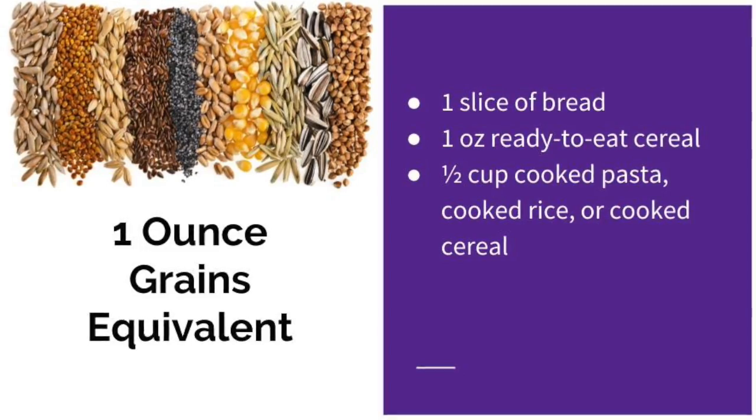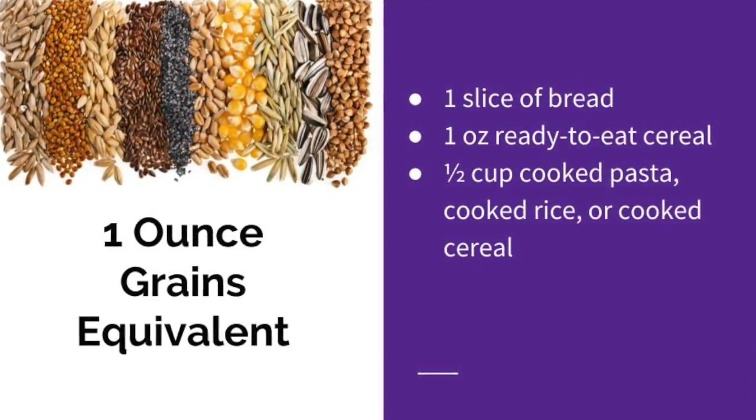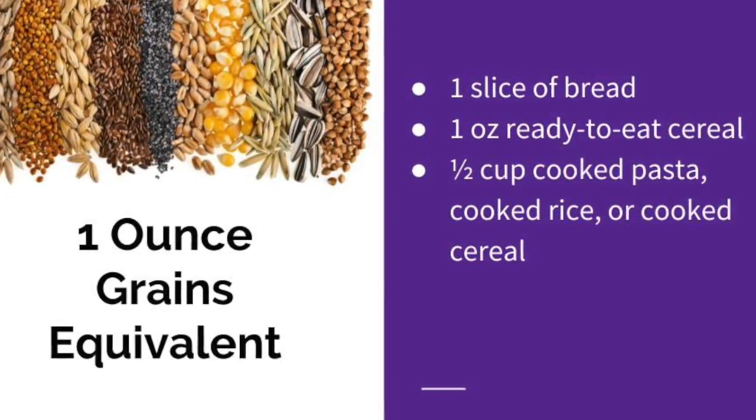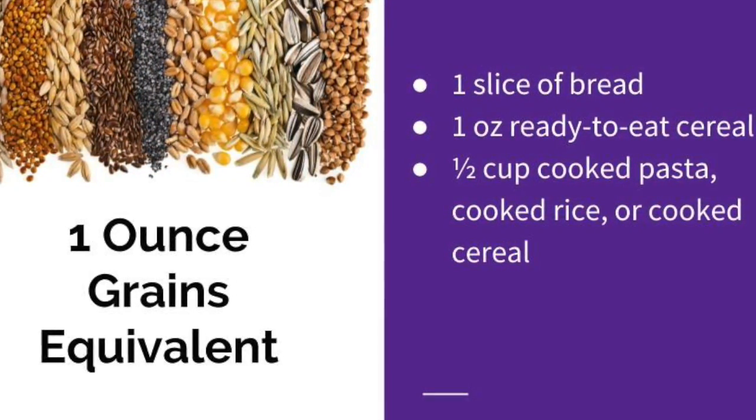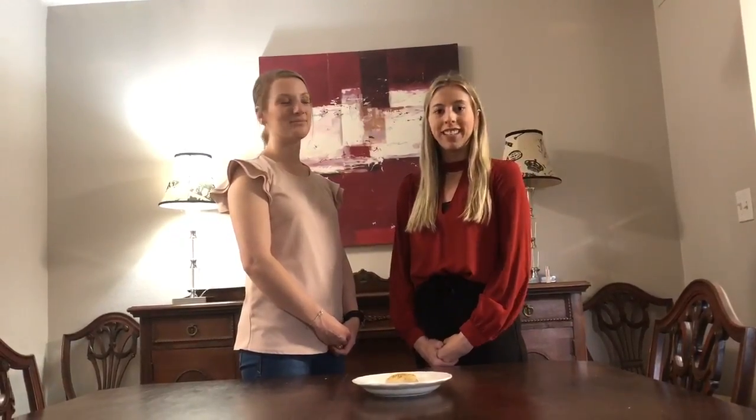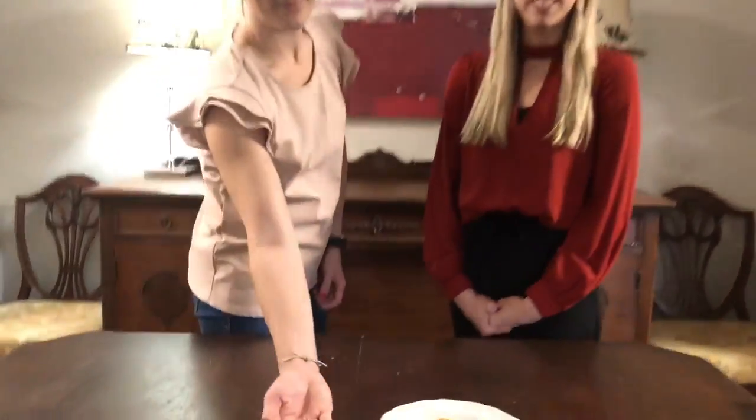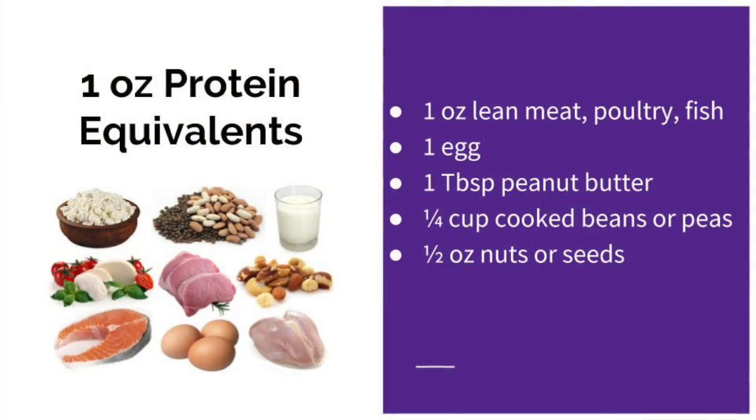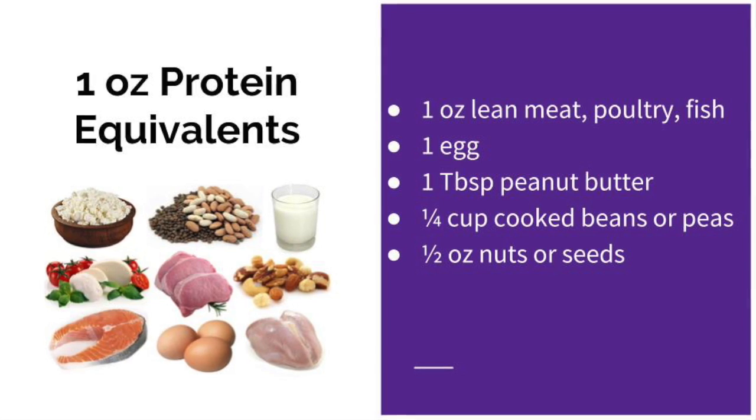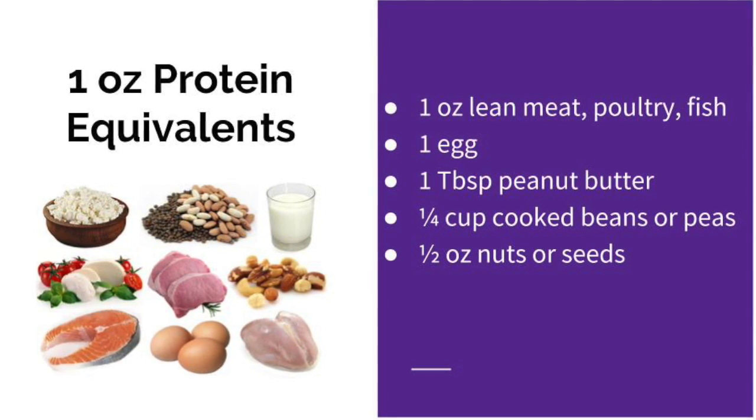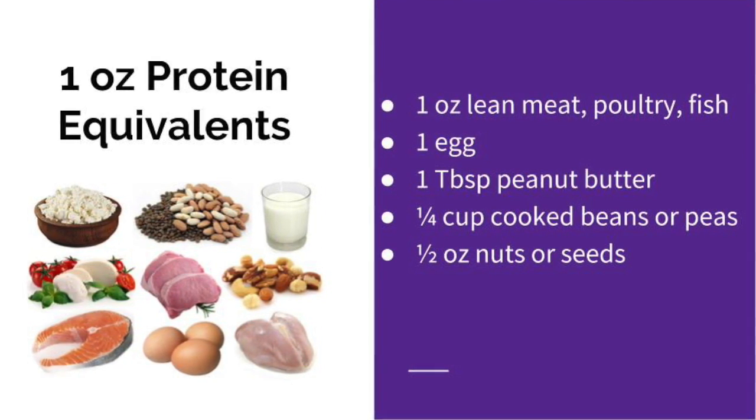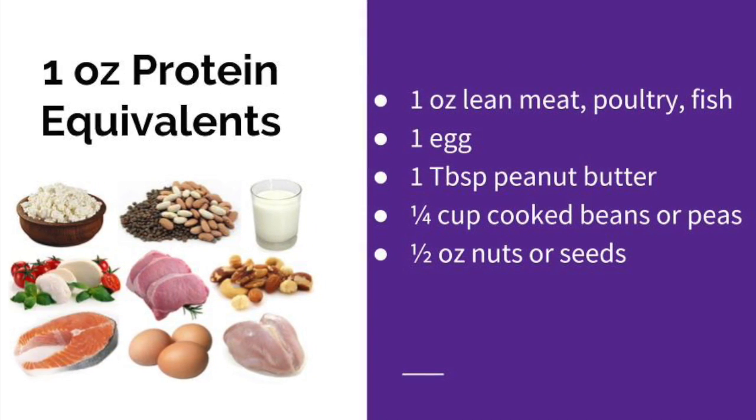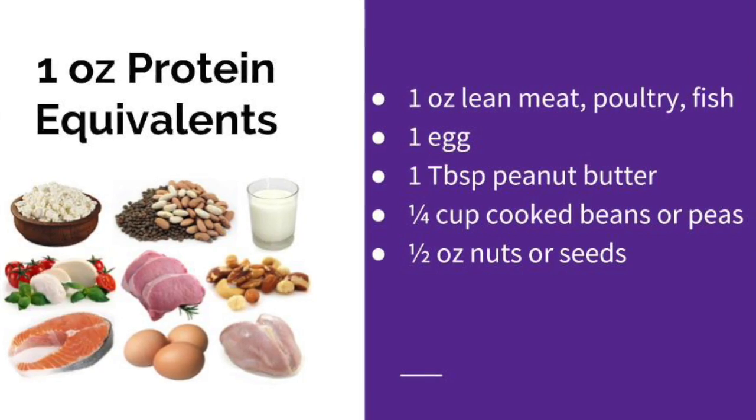1 ounce of grains is equal to 1 slice of bread, 1 ounce of ready-to-eat cereal, or a half cup cooked pasta, cooked rice, or cooked cereal. What about protein? 3 ounces of protein is equal to the size of a palm. 1 ounce of protein is equal to 1 ounce of lean meat, poultry or fish, 1 egg, 1 tablespoon of peanut butter, 1/4 of a cup of cooked beans or peas, or 1/2 ounce of nuts or seeds.